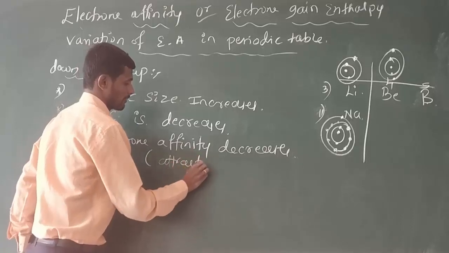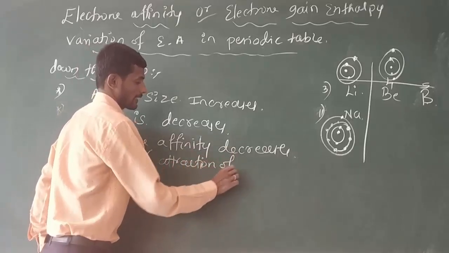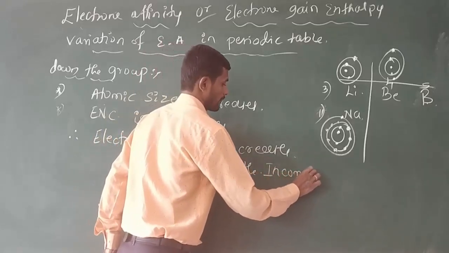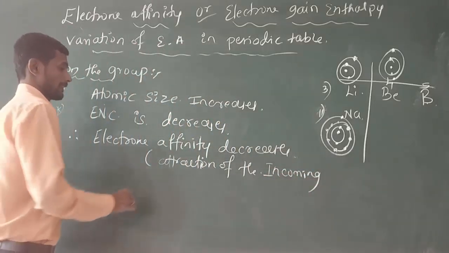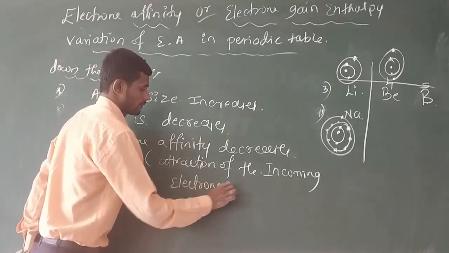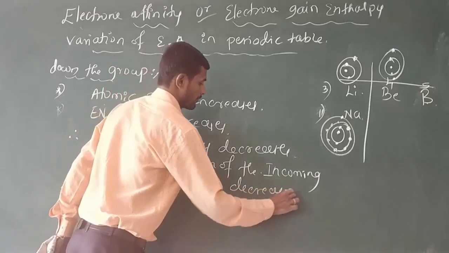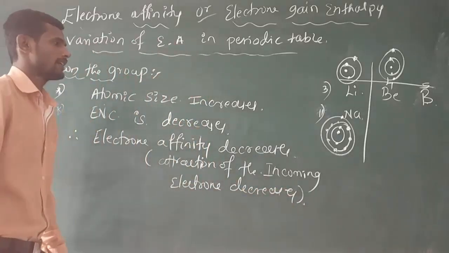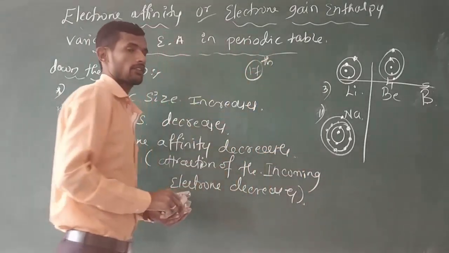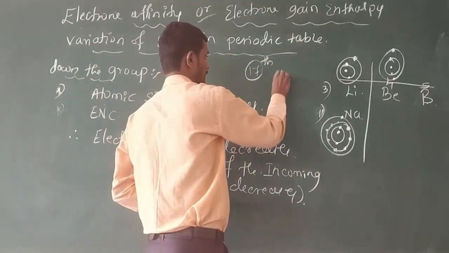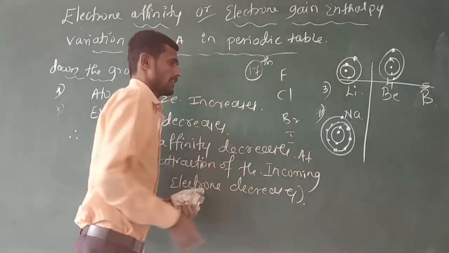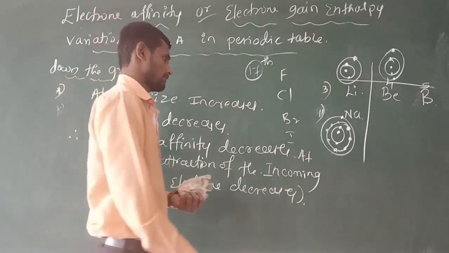Because the attraction of the incoming electron decreases here. For example, take the 17th group elements: fluorine, chlorine, bromine, iodine, astatine. These are the elements present in the 17th group.